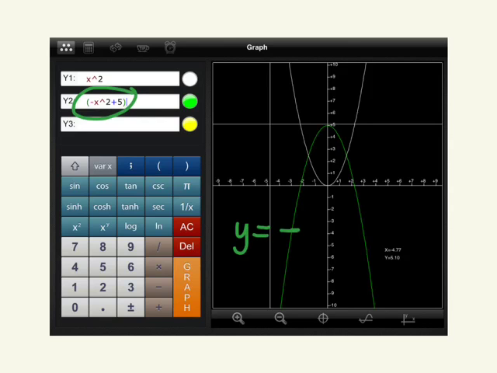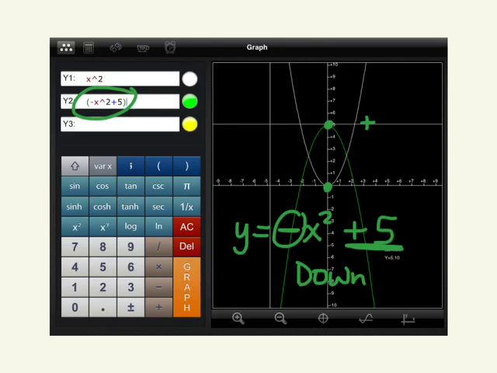Y equals negative x squared plus 5. What did this negative tell us? That it opens down. And what did this plus 5 tell us? The vertex. So instead of starting at the origin, it started at positive 5. That was where the center of the graph was. And it opened down because there was a negative sign in front of x squared. Did it stretch? Did the shape change? No, because there was just a 1 in front of x squared.